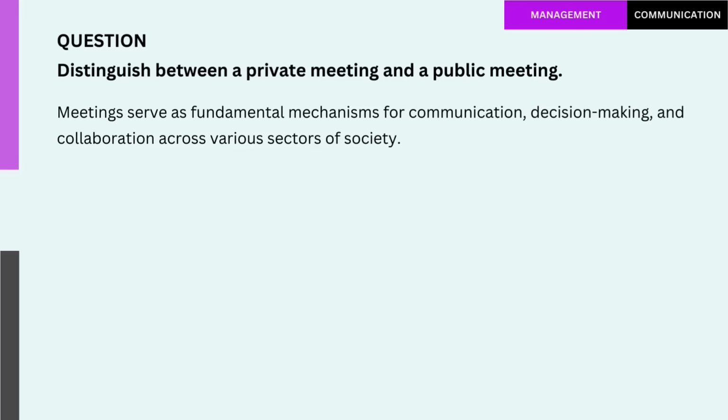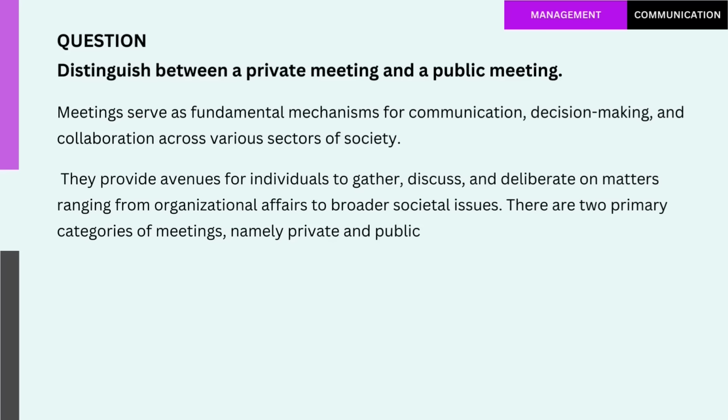Question. Distinguish between a private meeting and a public meeting. Meetings serve as fundamental mechanisms for communication, decision-making, and collaboration across various sectors of society. They provide avenues for individuals to gather, discuss, and deliberate on matters ranging from organizational affairs to broader societal issues. There are two primary categories of meetings, namely private and public.